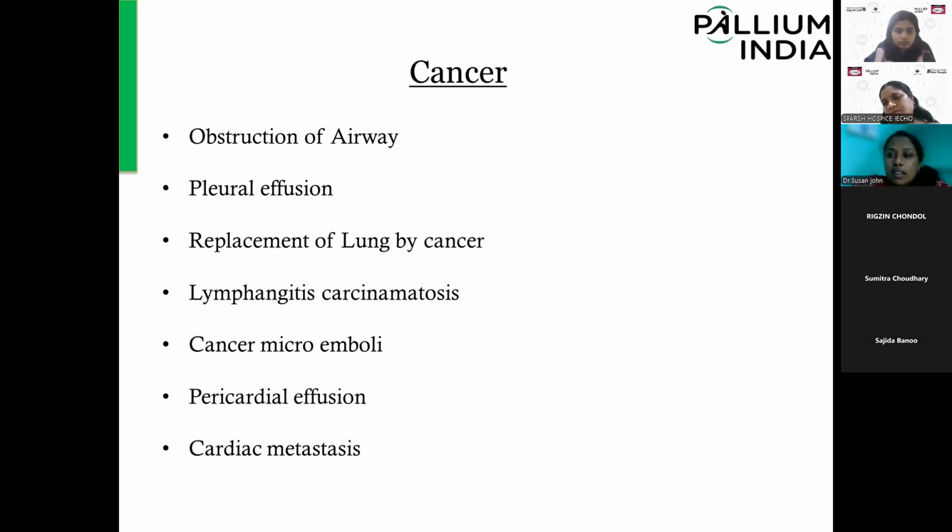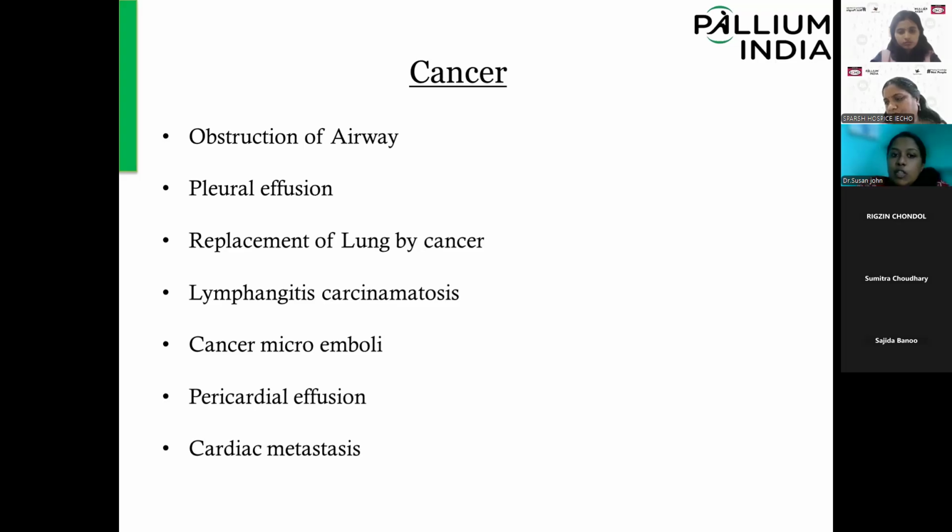So what are the things we usually focus on when the patient has cancer with symptoms of breathlessness? Usually, if the patient has cancer with breathlessness, the mechanism is most of the time obstruction of the airway. The tumor cells will obstruct the airways. Sometimes cancer-related pleural effusion, where fluid fills the pleural cavity. Replacement of lung by cancer, those are large masses or large tumors which will replace the lung tissues. Lymphangitis carcinomatosis, cancer microembolism, small emboli which will occupy the lung vessels.